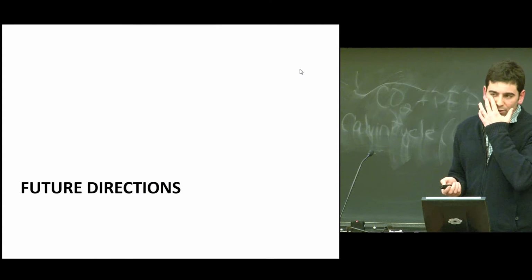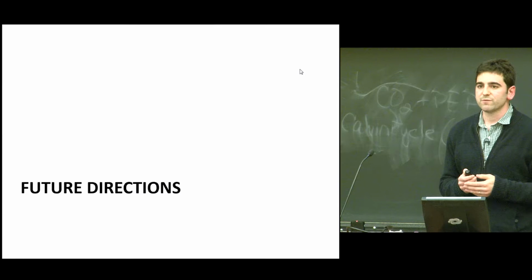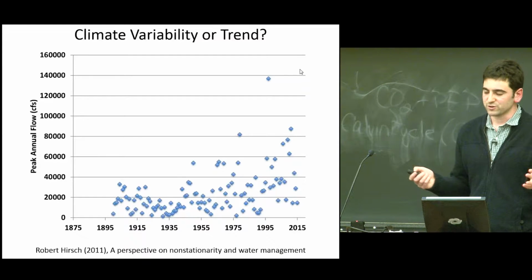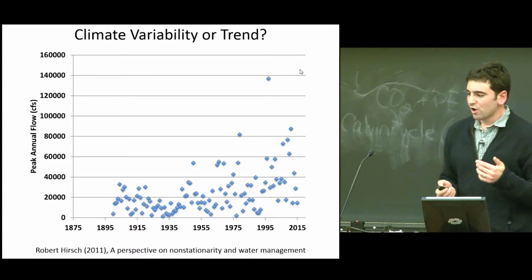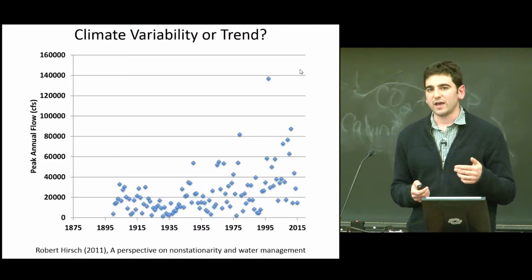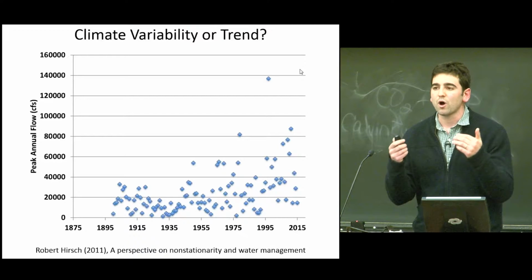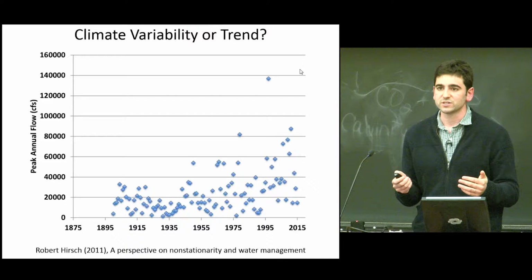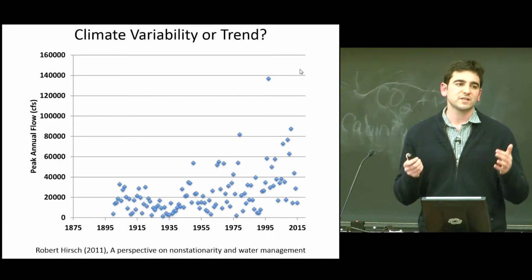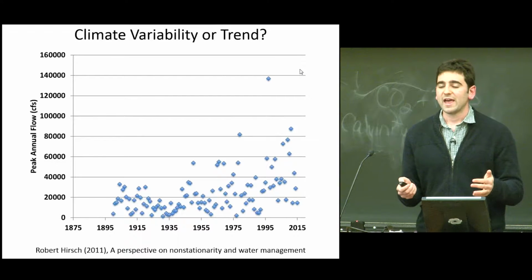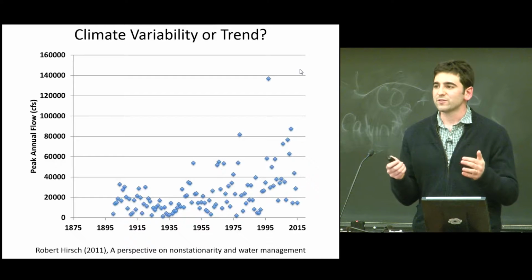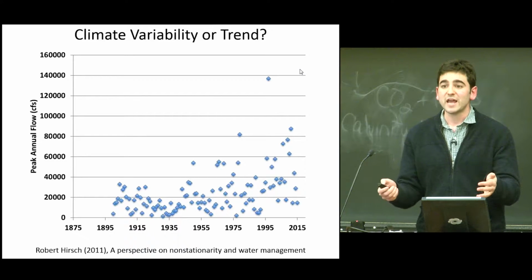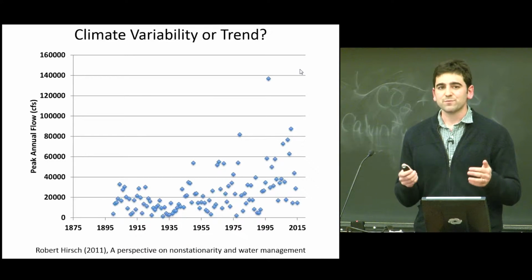What I want to wrap everything up by is talking about some future directions of where I think research needs to go. Often when we talk about adaptation and water systems, you have to work with water managers, you have to work with stakeholders, and you do have to convince them of the need. And often, when you do that, you want to show evidence that there is change going on. This can be somewhat tricky.